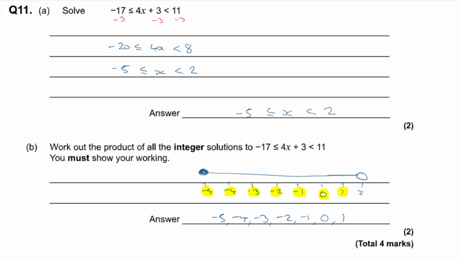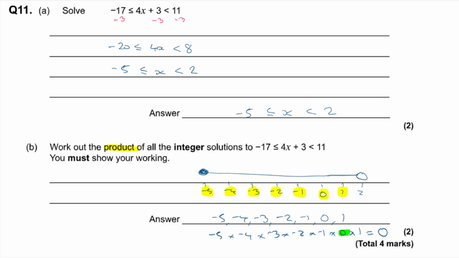Oh, now I just reread the question, and it says work out the product of all the integer solutions. The product is multiplying them all together, isn't it? So if I'm going to multiply all these together, -5 times -4 times -3 times -2 times -1 times 0 times 1, that's going to give me 0, isn't it? Because anything that's got a 0 in it is going to give you 0. So because it's got a 0 there, I don't have to worry about the rest of it. It's going to be 0.